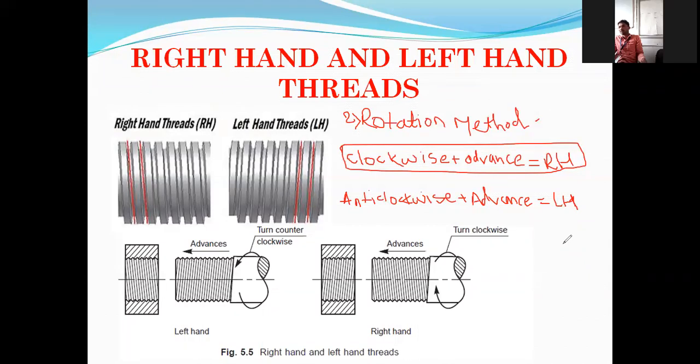From this you can form the formula. And what is the other formula? Anti-clockwise rotation plus advance equals left hand thread. And the bolt you have to hold in the left hand and the nut in the right hand, and the observation direction should be from the right. Okay, so it is a simple method.